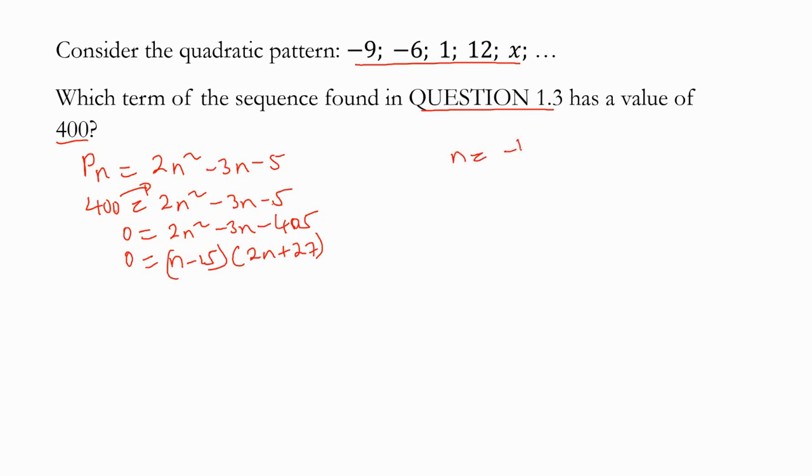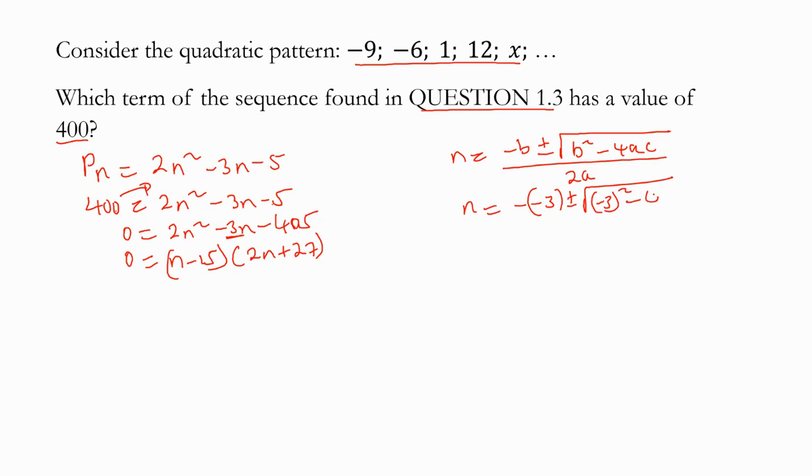n is equal to negative b plus or minus the square root of b squared minus 4ac, all this over 2a. So it means n is equal to minus negative 3, b is negative 3, plus or minus the square root of b squared, b is negative 3, minus 4, a is 2, c is negative 405. All this over 2a, and then a is 2.